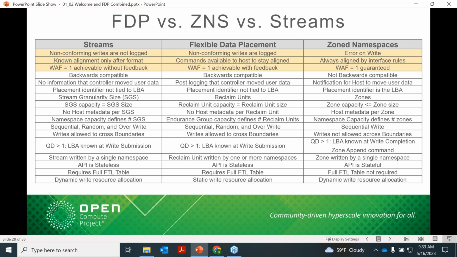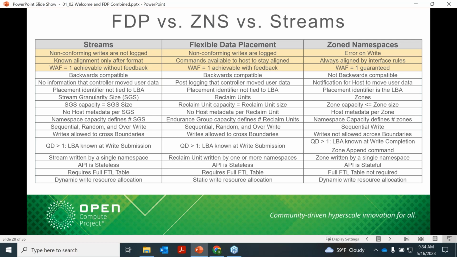FDP has the ability for the host to query where they are and to actually move from one reclaim unit to the next. And then lastly, we've all been talking about WAF. What I really want to point out is that ZNS gives you a WAF of 1 by definition. Whereas with streams and flexible data placement, if the host changes its software to abide by the protocol, you can achieve a WAF of 1 by making sure that any user data written into the storage is deallocated or written to another container of that storage before garbage collection would have to happen.